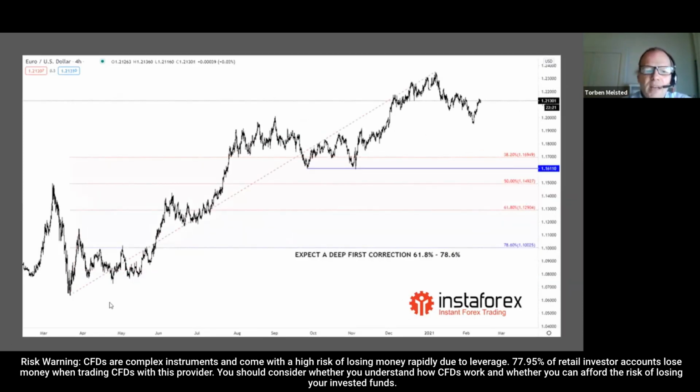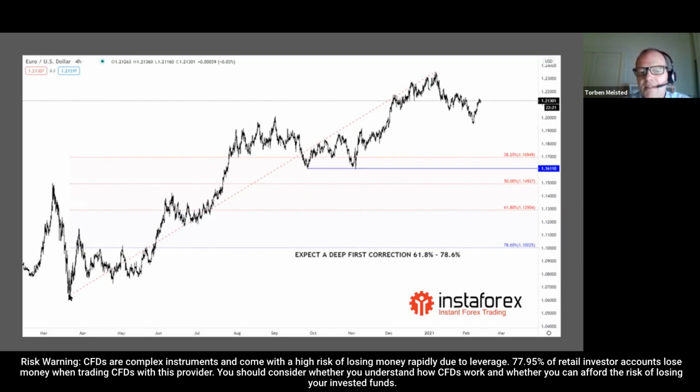Let's say that we have completed the entire move from mid-March 2020, and now completed it in the beginning of 2021. So where would the targets be? Again, if we take the Fibonacci, the 38.2 would be 116, or close to 117. The 50% would be near 115, and the 61.8 would be near 113.